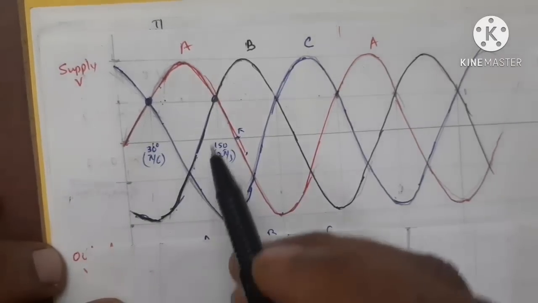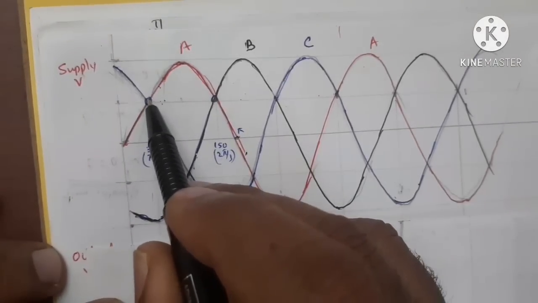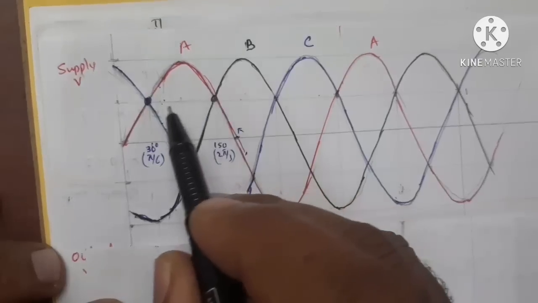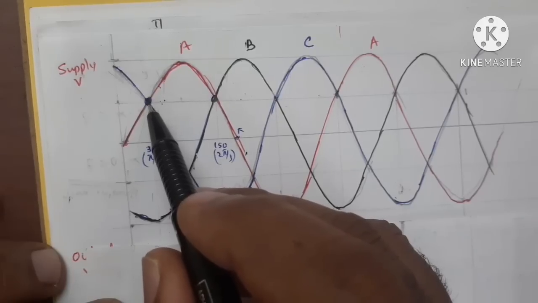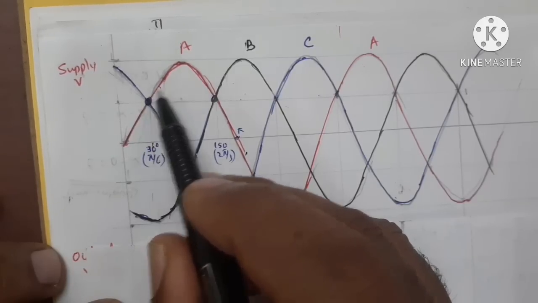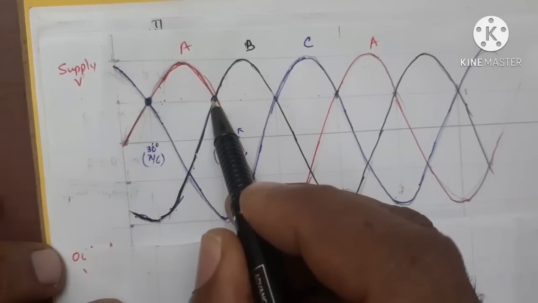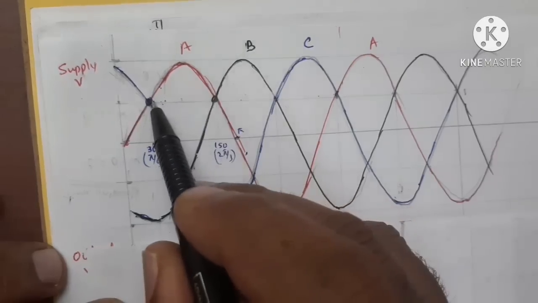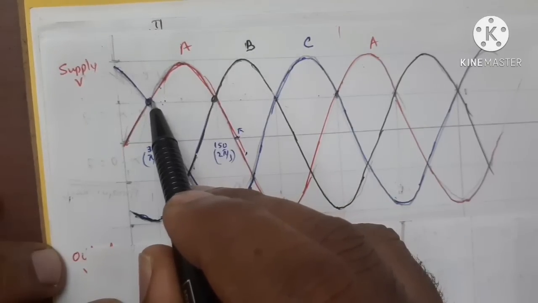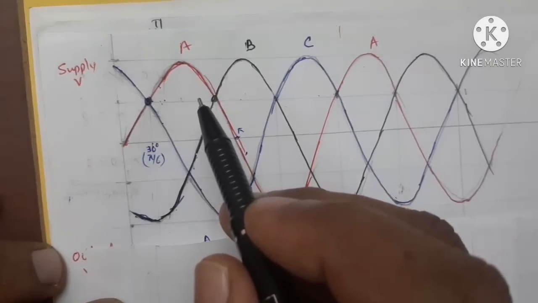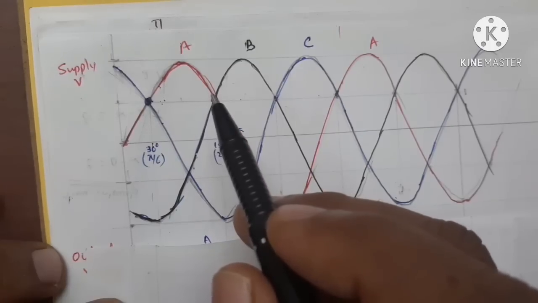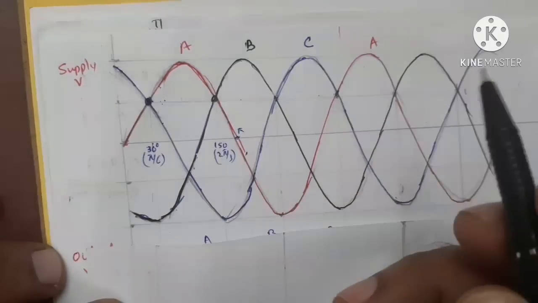Now in the previous class we have seen that we are taking the alpha from this coinciding point. Alpha is equal to 0 means omega t is equal to 30 degrees. So from this point to this point, phase A is having the maximum value. So we are counting the alpha from this point. Alpha is equal to 0 means omega t is equal to 30 degrees. Alpha is equal to say 10 degrees means 30 plus 10. That will be the corresponding omega t value.